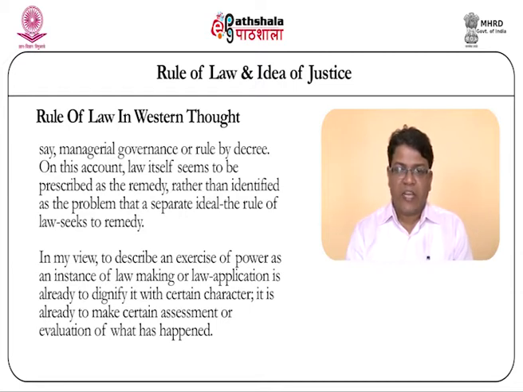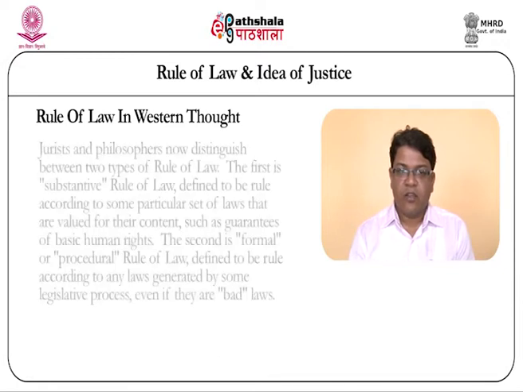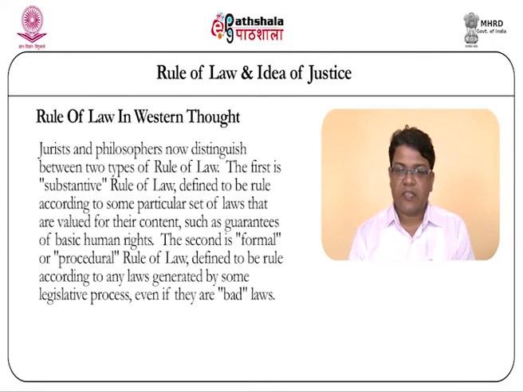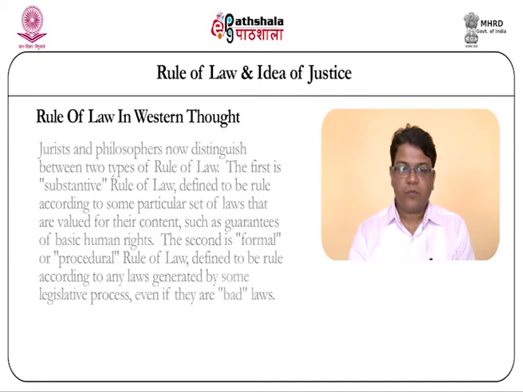Let us carry forward our discussion, more so as far as the Western tradition of the rule of law is concerned. Jurists and philosophers now distinguish between two types of rule of law. The first is substantive rule of law, defined to be rule according to some particular set of laws that are valued for their content, such as guarantee of basic human rights. The second is formal or procedural rule of law, defined to be rule according to any laws generated by some legislative process, even if they are bad laws.